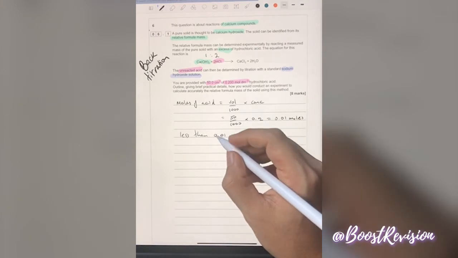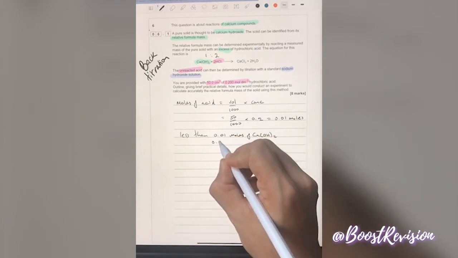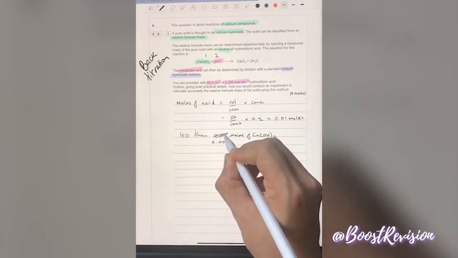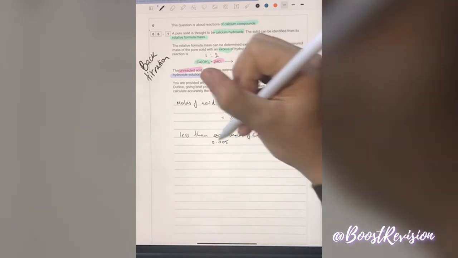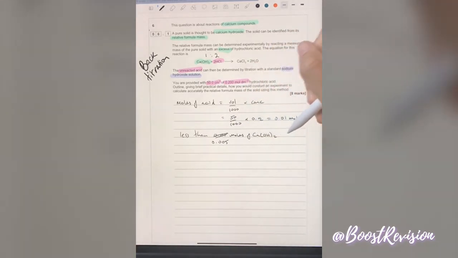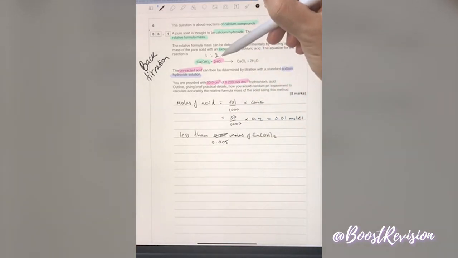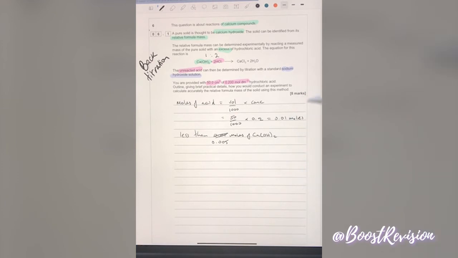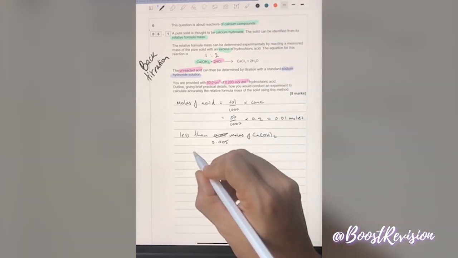So it's actually less than 0.005 moles, because if we had any more than 0.005 moles of calcium hydroxide, then we're going to use up all of the acid, and we need to make sure that there's an excess that will allow us to titrate. So we can write that in moles, but it might be useful in this question, where we're trying to explain how we're going to actually do this experiment, to actually calculate the mass then.